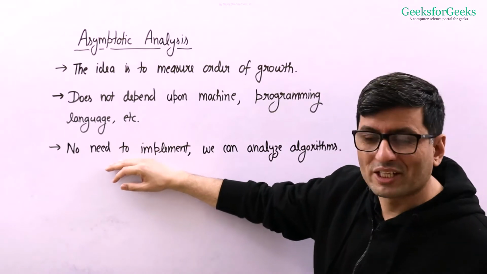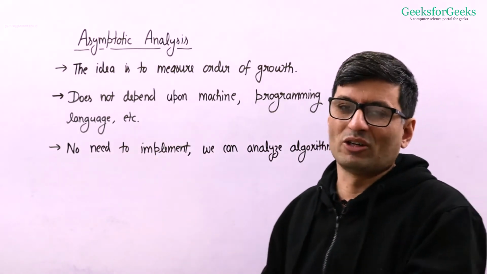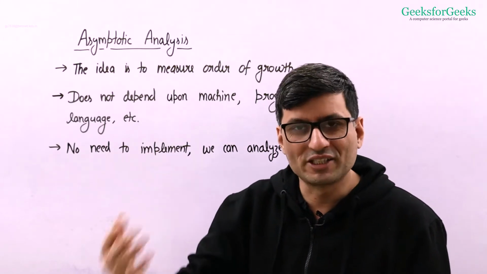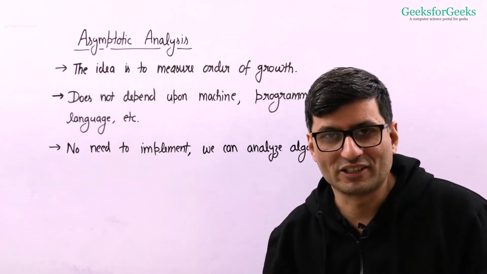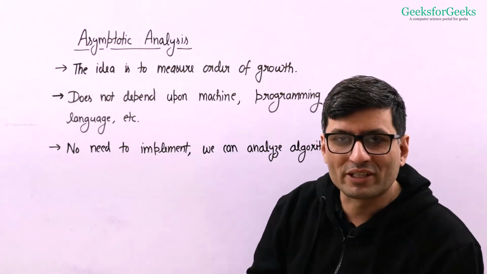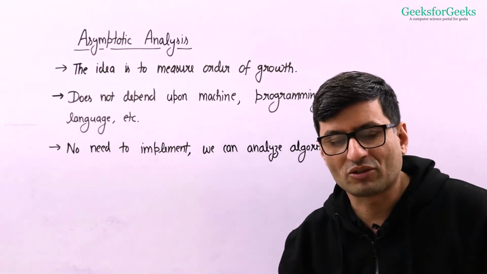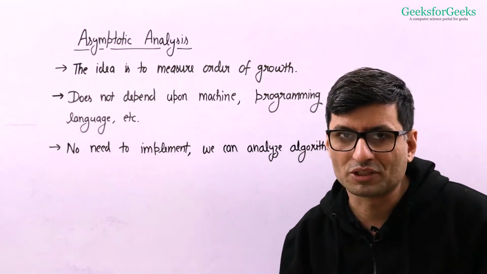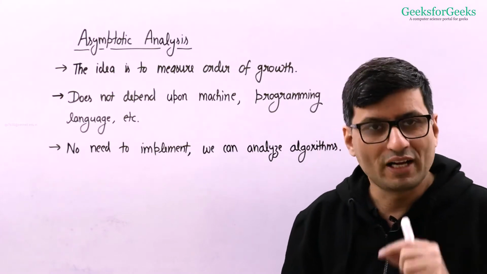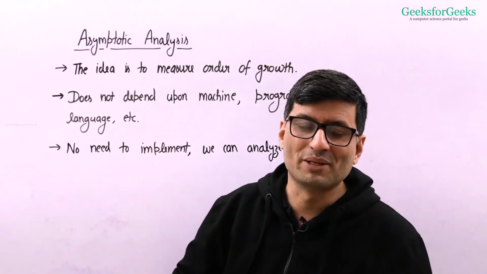One more thing about asymptotic analysis, you don't have to implement the algorithms. You have an idea, you write the steps, then you can analyze it. Is it worth implementing it? You don't have to implement like we implemented 3 different approaches. We could just write the idea of 3 different approaches or write the algorithms for 3 different approaches, and we could analyze them using asymptotic analysis. We do not have to implement and then measure the time.